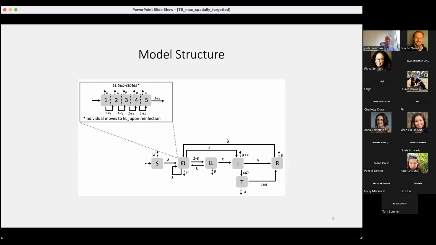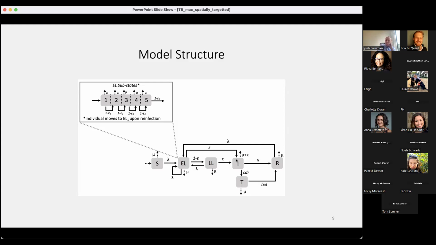Okay, so now on to the natural history model structure, the TB transmission model structure that we layered on top of the spatial distribution. We have 6 key disease states. Susceptible people can become infected according to the force of infection, which I'll describe in a minute. Once they become infected, they enter an early latent state that lasts for up to 5 years. If they don't progress to active TB, which is represented by I, they pass into a late latent state where the rate of progression from late latency to active TB is much lower.